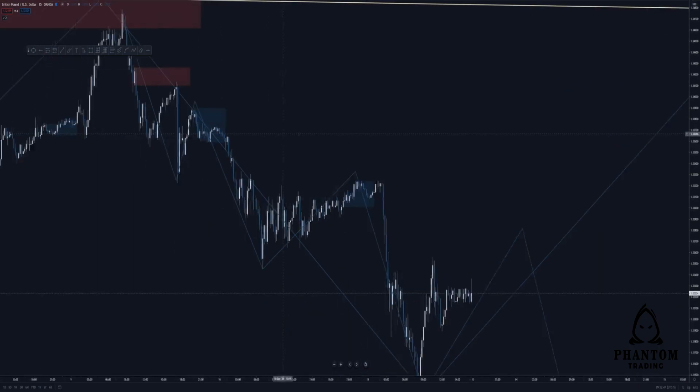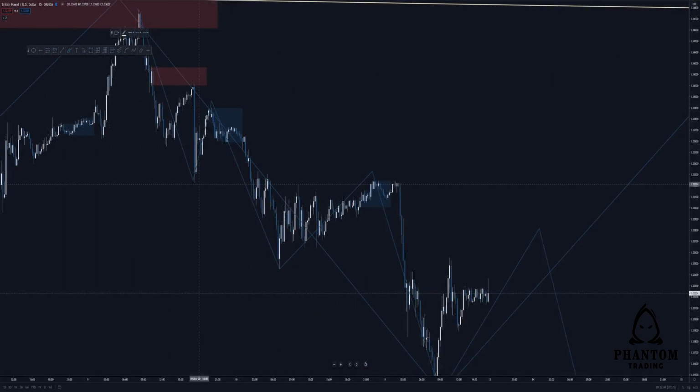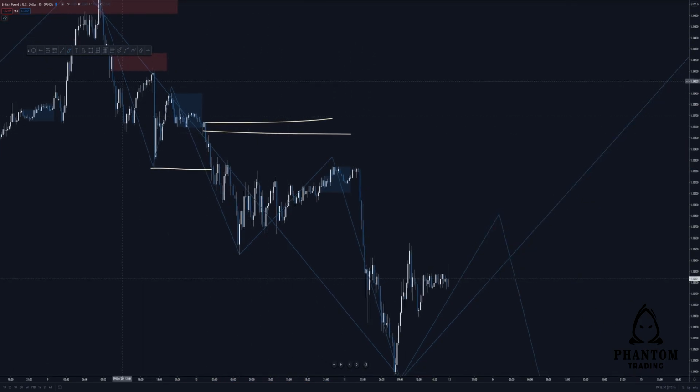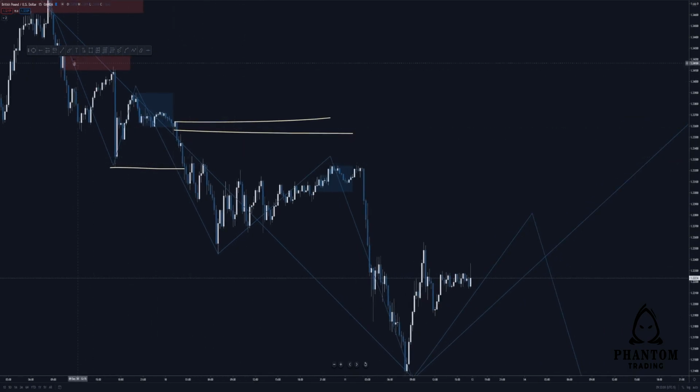Right. Once we get a structure break to the downside, we have our order block set at this level, which price does not come into, which is fine, right? And we can see a series of mitigations as we go down in price, right? We have a break of structure here, we have a mitigation here, we have a break of structure here, we have a mitigation here as well.